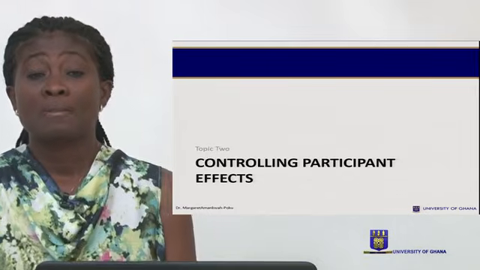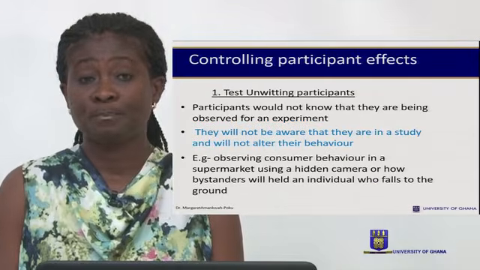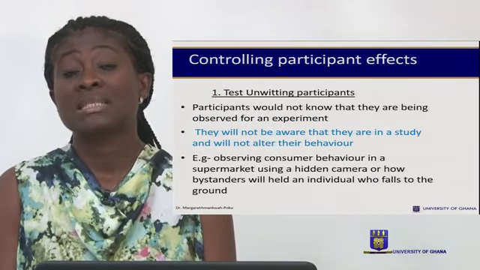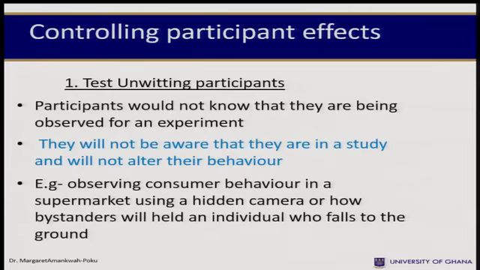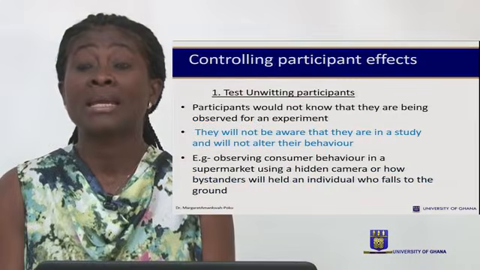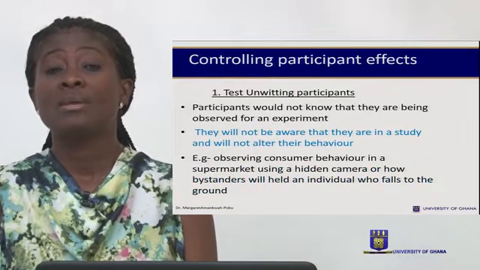Now let me talk about controlling participant effect. One way of controlling participant effect is testing unweighted participants. And what this means is that unweighted participants are generally participants who are not aware that they are being observed for an experiment. So, for instance, we are observing consumers in the supermarket. We use a hidden camera. So these participants walk in and out of the supermarket, not knowing that they are being observed.